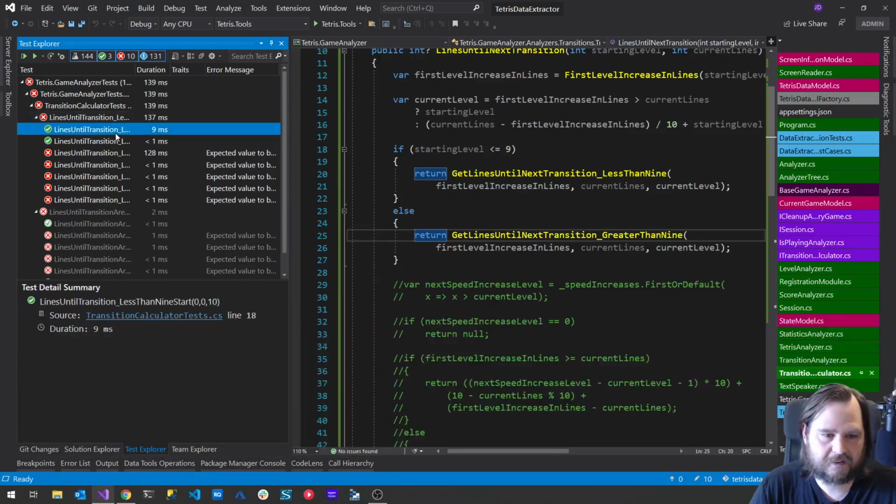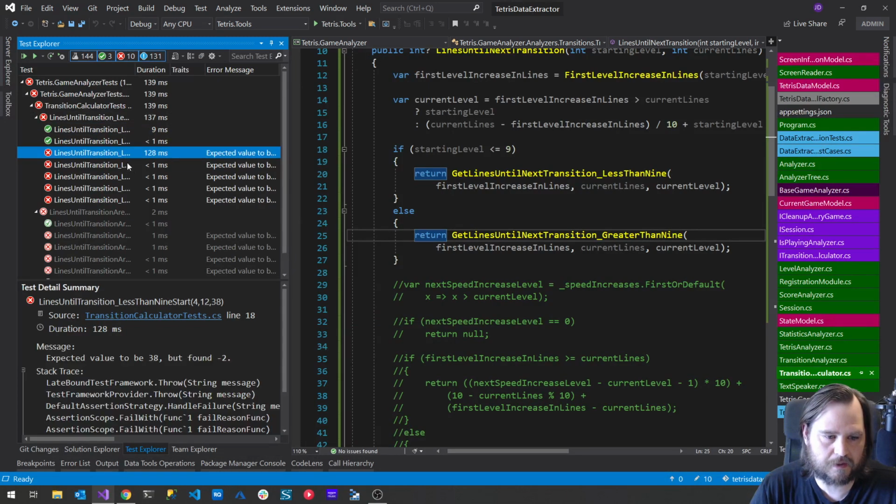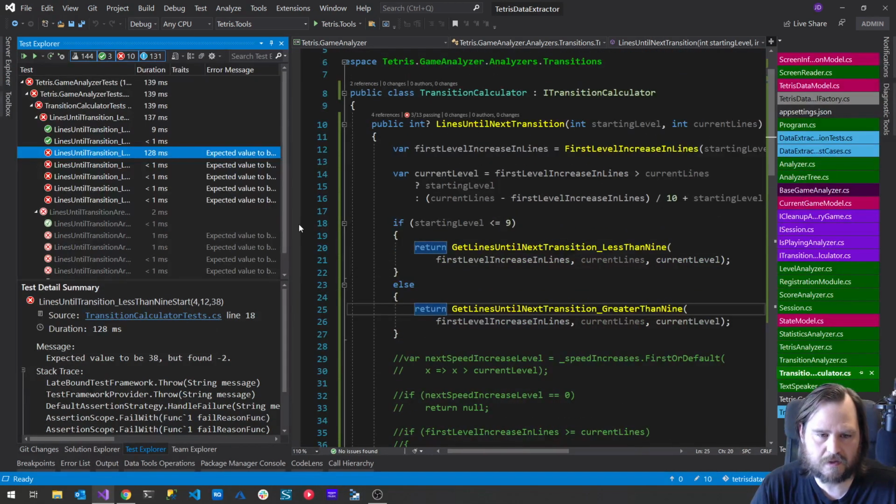I don't know. This calculates properly. That calculates properly. Found -2? What are you talking about? When you start at level 4, you have 12 lines. You're trying to get to 50 lines. Why would you find -2? I just don't get it.